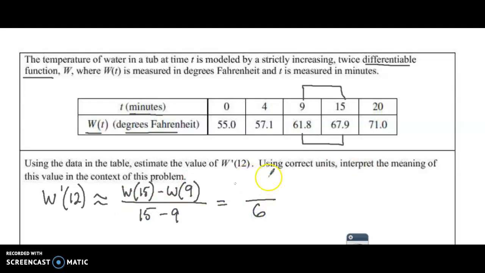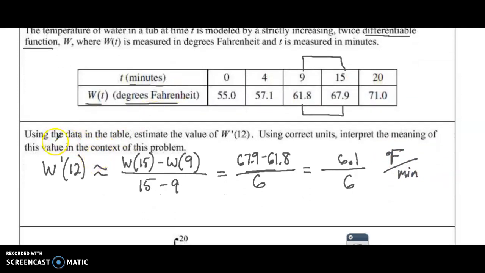So just a little bit of work. I don't know if this would be a calculator or no calculator problem, but you could probably do this in your head. Nine minus 8 is 1, 7 minus 1 is 6. And as far as units go, since we're doing the rate of this, it makes sense to say degrees Fahrenheit per minute.